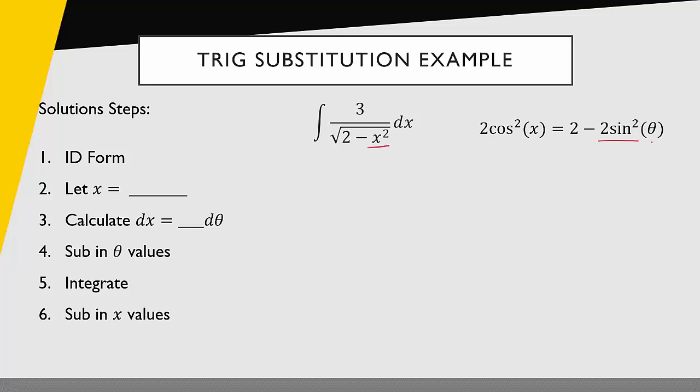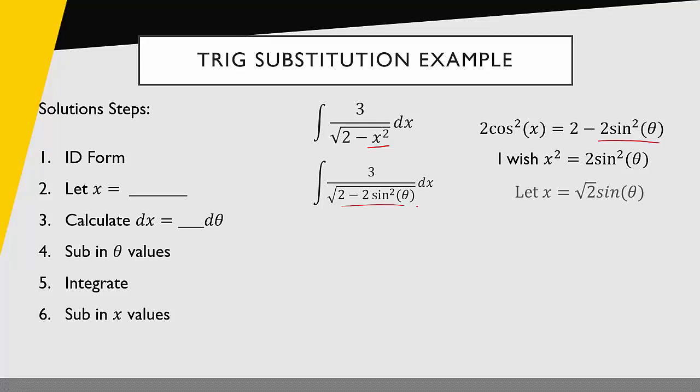I really wish x squared was equal to 2 sine squared, right? So that kind of wish statement tells me the substitution I want to make. If I want x squared to be equal to 2 sine squared, I could then plug that value in for x squared to get this expression of the radical. And to make that substitution, I would let x equal the square root of 2 times sine theta, right? So looking at the trig identity helps me identify what the substitution I want to make.